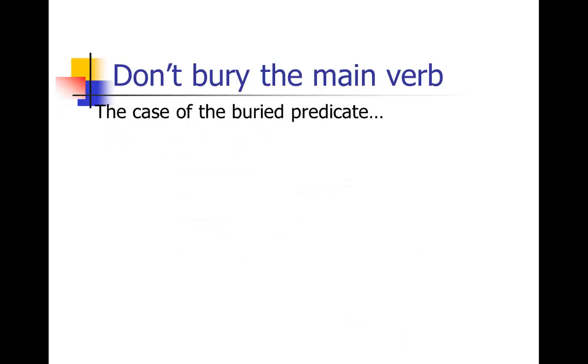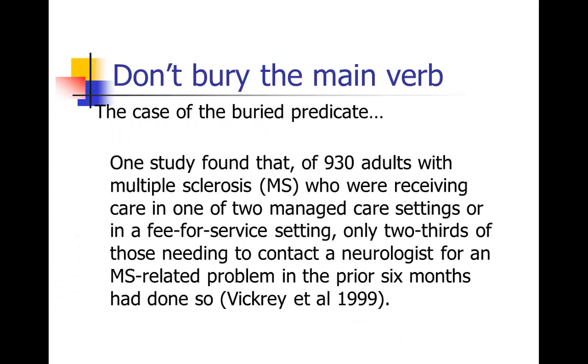So we could just say, one study found that of 930 adults with MS who were receiving care in one of 2 managed care settings or in a fee-for-service setting, only 2/3 of those needing to contact a neurologist had done so. So notice that the reader is not bothered by all of that descriptive stuff as long as the reader's already got the verb. So it's not so bothersome to say one study found that and have all of this other stuff set off in commas. Your reader's okay with that. Your reader can follow that. So you've got to keep that verb close to the subject near the start of the sentence.